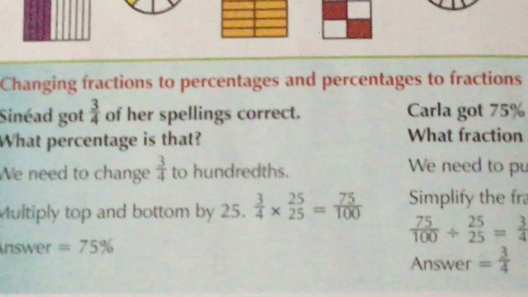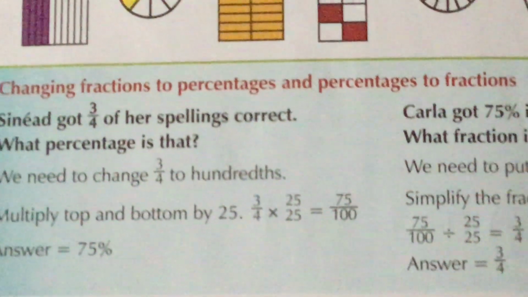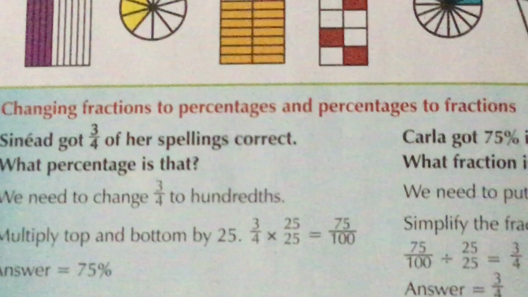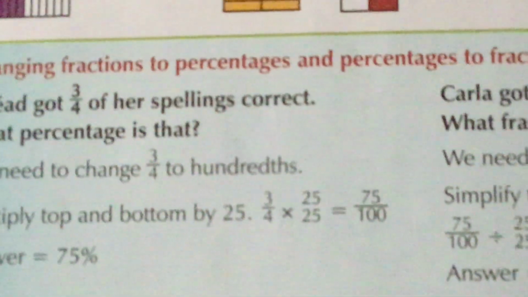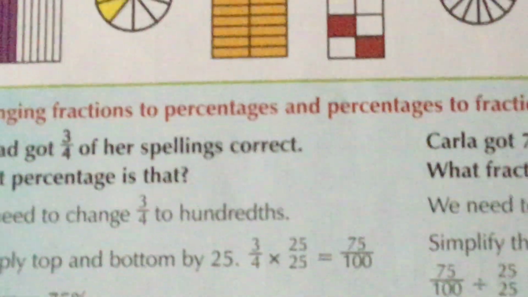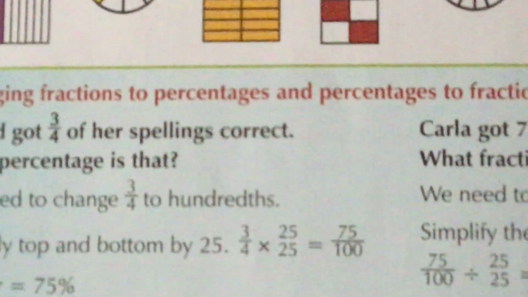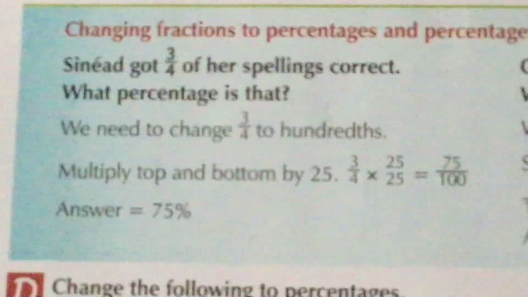So percent means hundreds. So you're talking about hundreds. What do you multiply 4 by to make 100? 25. And if you multiply the denominator 4 by 25 to make 100, you must multiply the numerator by 25. And then 3/4 is 75 out of 100, which is 75%.